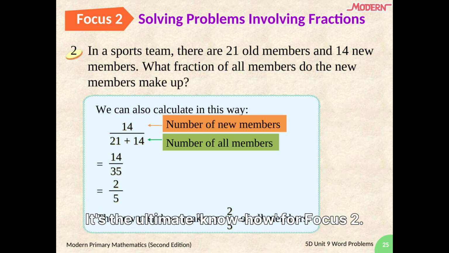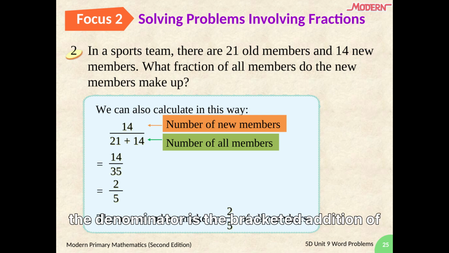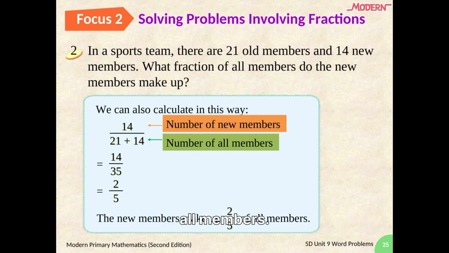It's the ultimate know-how for Focus 2. Let's review the final layout of the calculation. Thinking way. See the layout? The numerator is the new members and the denominator is the bracketed addition of all members. It's a math masterpiece. 14 divided by the sum of 21 and 14. This leads to 14 over 35, which simplifies to 2/5.